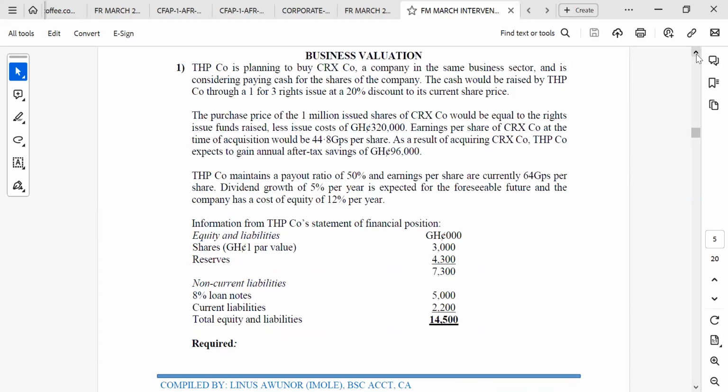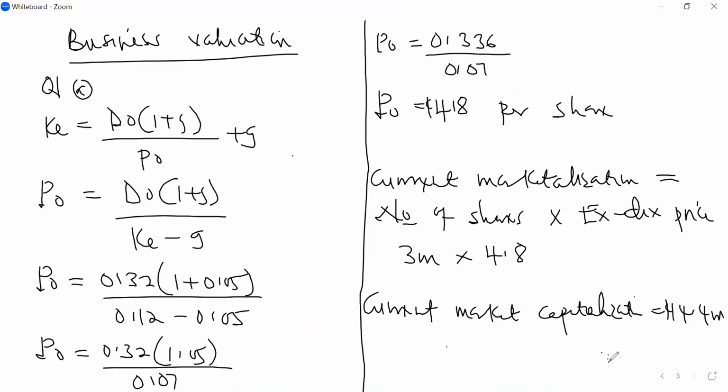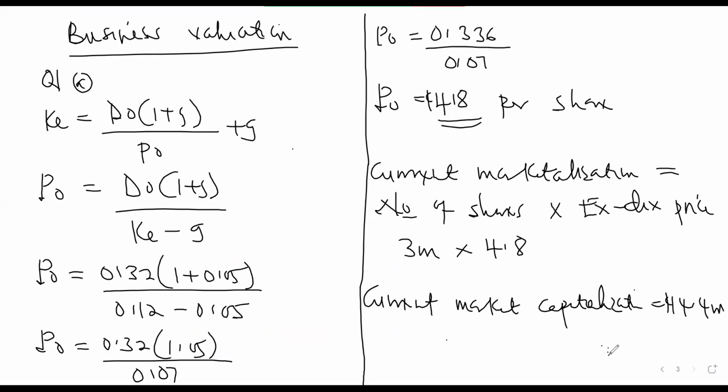You can say the rights issue price is what? 20%. It's at a discount of what? 20%. Okay, to the current share price. So we know the current share price now to be 4.8. So what would be the rights issue price?